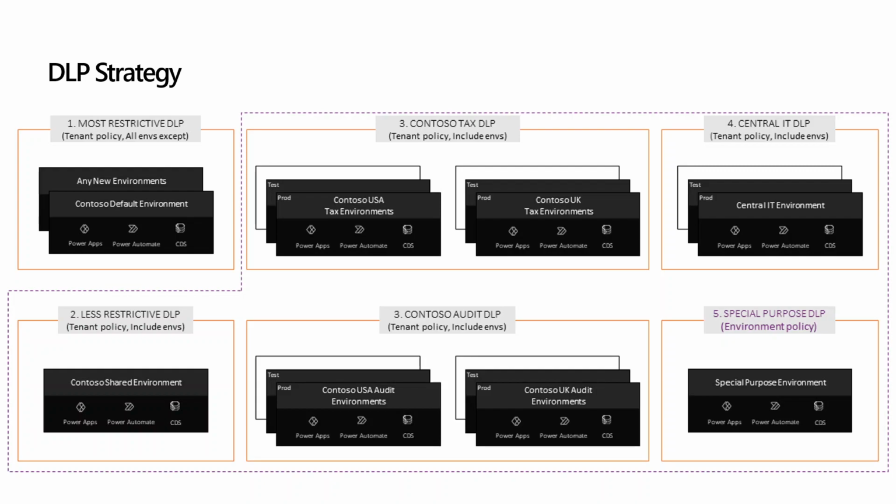So you have this shared environment here that has a less restrictive policy. Then you have another DLP that covers, it's a tenant policy, and it includes these environments. So for the business units to create line of business applications, create the development, test and production environments for their tax and audit subsidiaries across various countries. So here you can see they have these policies set up for these environments.